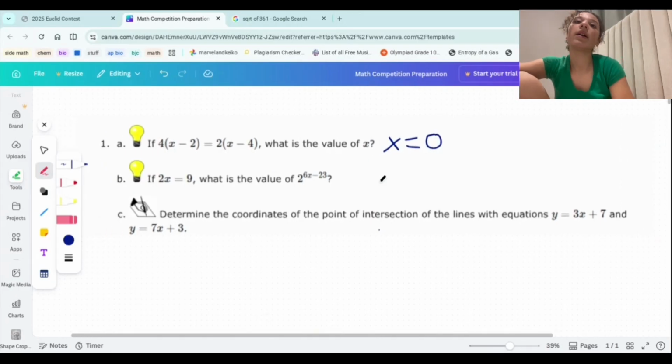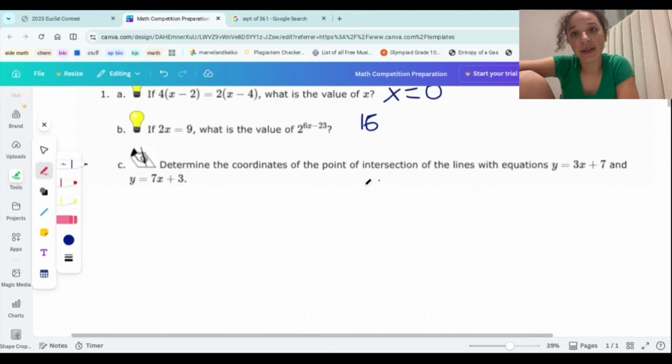Now the next one. B, if 2x is equal to 9, what is the value of 2 to the 6x minus 23? Well, 6x is just 3 times 2x, which they said is 9, so 3 times 9 is 27. So here we have 2 to the 27 minus 23. 27 minus 23 is just 4. So we have 2 to the 4, which is just 16.